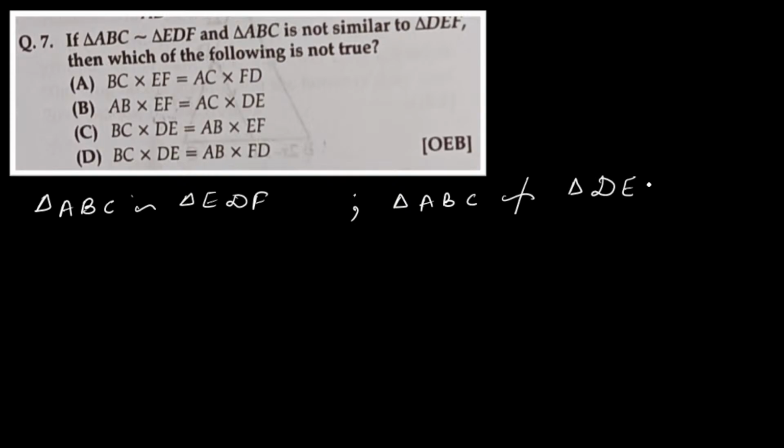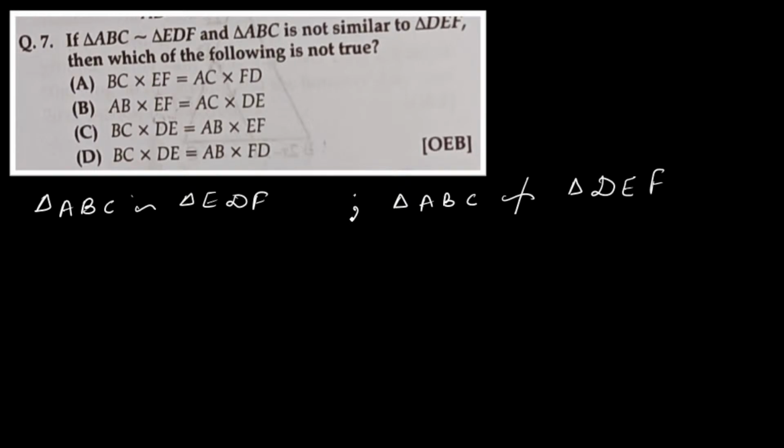In the next one, it's mentioned triangle ABC. It's given to us that triangle ABC is similar to triangle EDF. Another thing given to us is that triangle ABC is not similar to triangle DEF. Only the way of naming has changed. It is similar to EDF because the angles should be written in this way, but it is not similar to DEF. Then which of the following is not true?